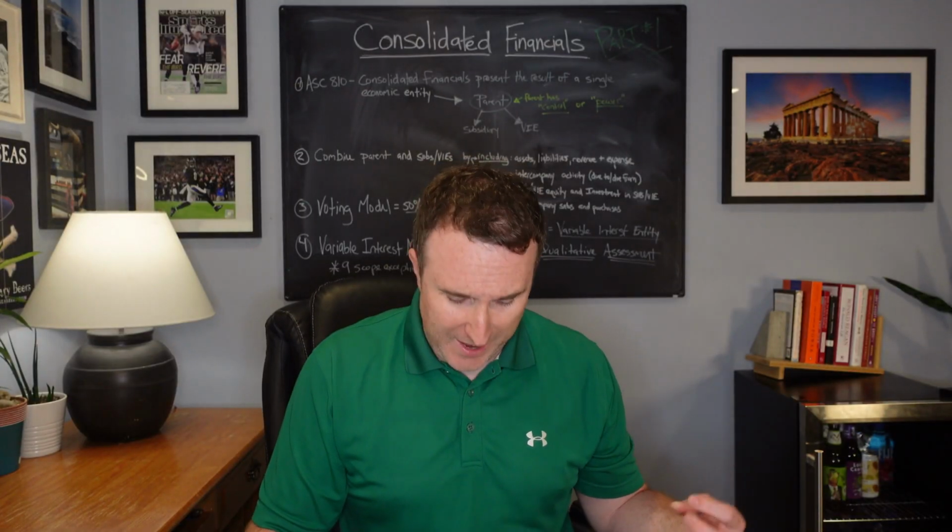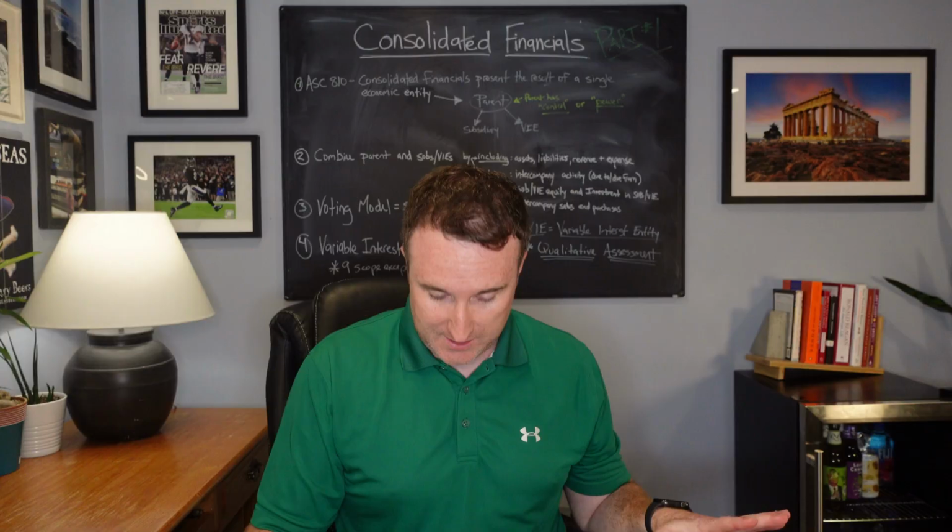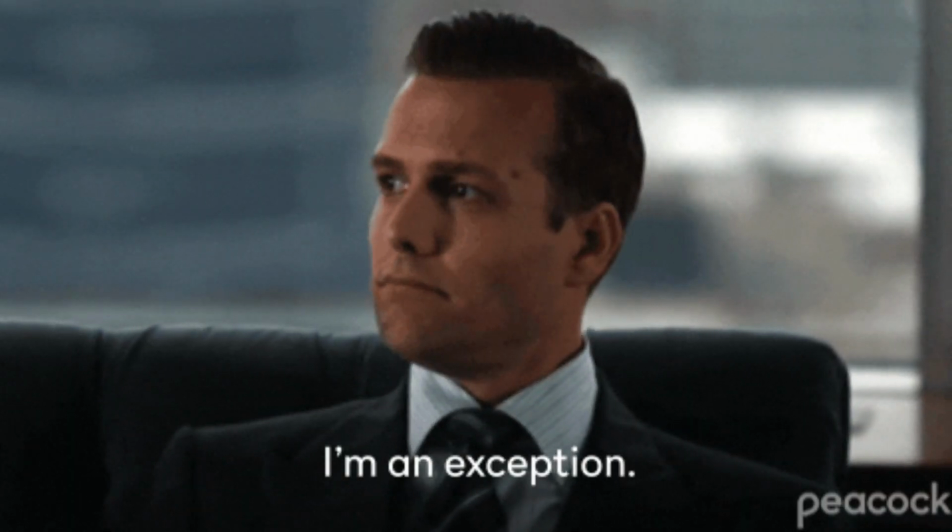With the variable interest model, you have 9 exceptions to take into consideration. Some are new, some have been there. I'm not going to go through the details of these because there's a lot to take into consideration for these scope exceptions, but let's just name the 9 that we have here in ASC 810.